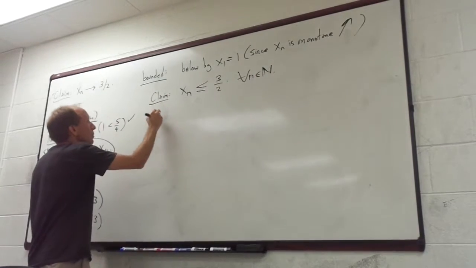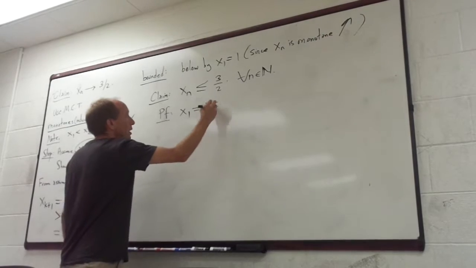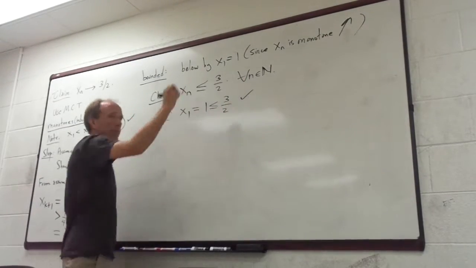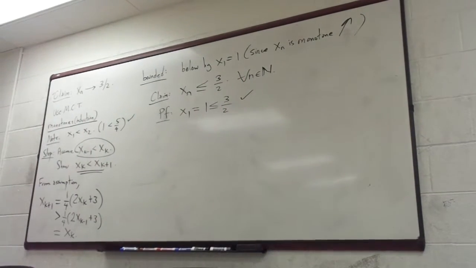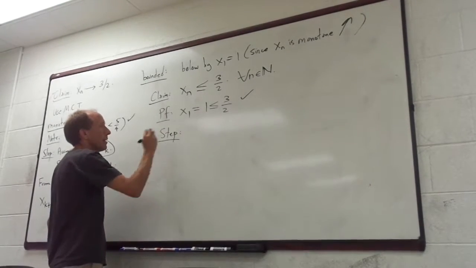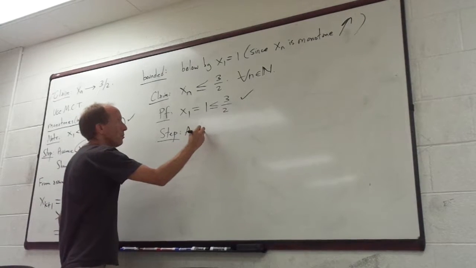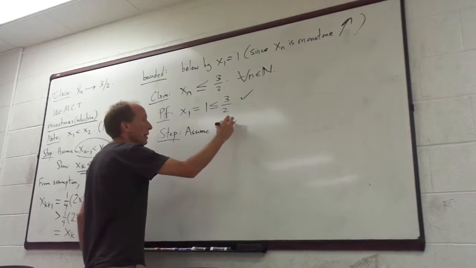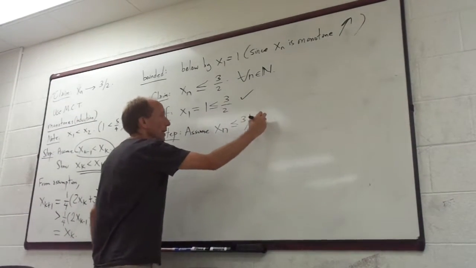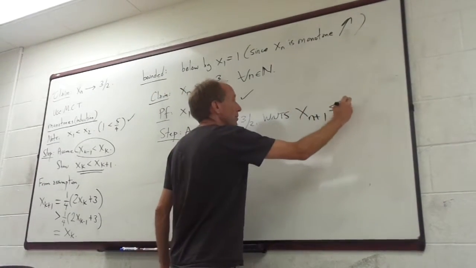So the proof here, what we would do, we look at the first term, x1, which was 1. Yep, that's less than or equal to 3 halves. So that works out really well. Then the step part of the induction is going to be, we can assume that xn is less than or equal to 3 halves, and then we need to show that x of n plus 1 is less than or equal to 3 halves.